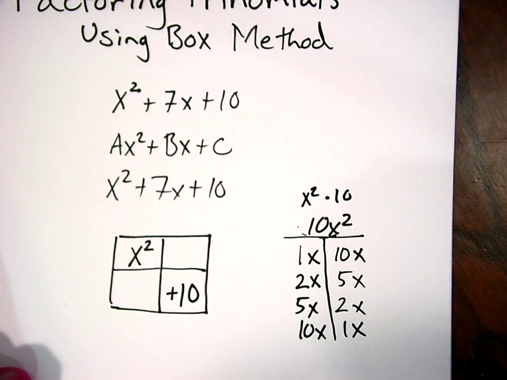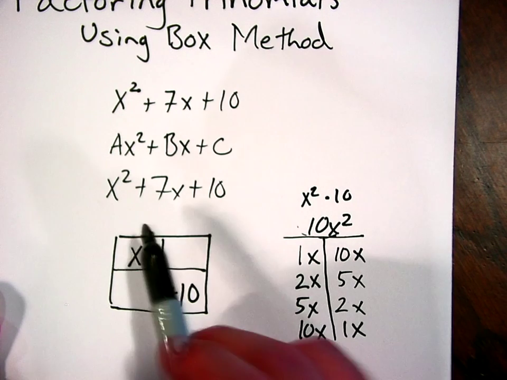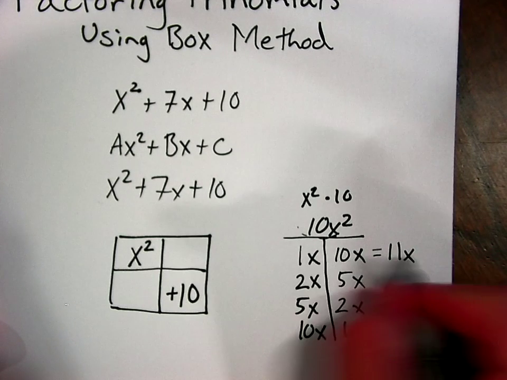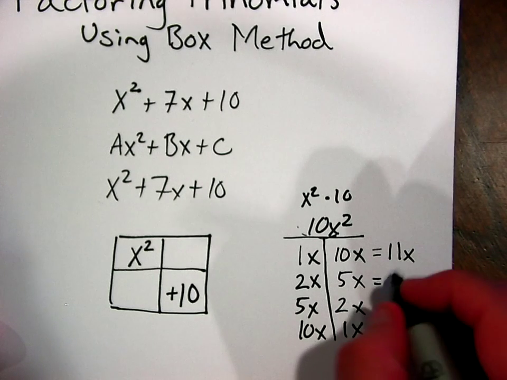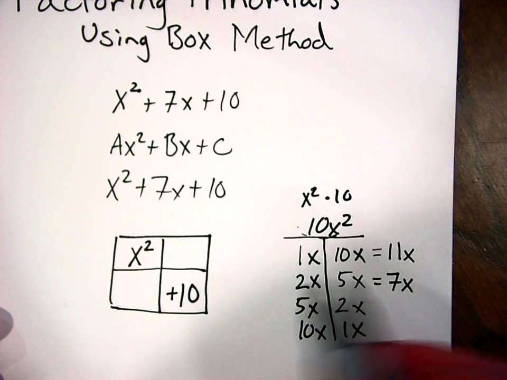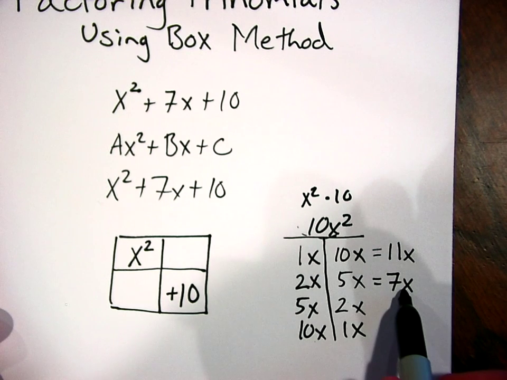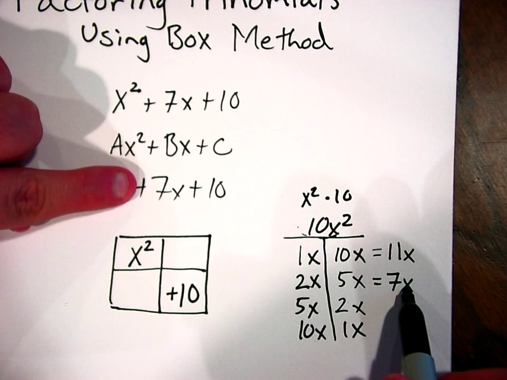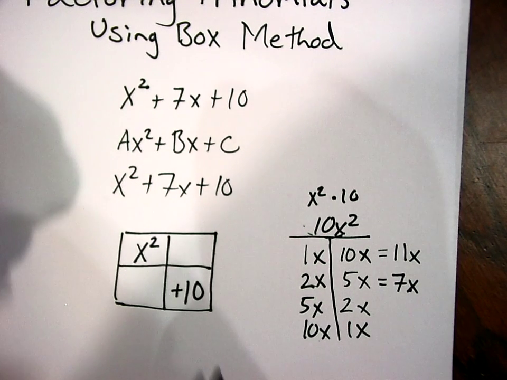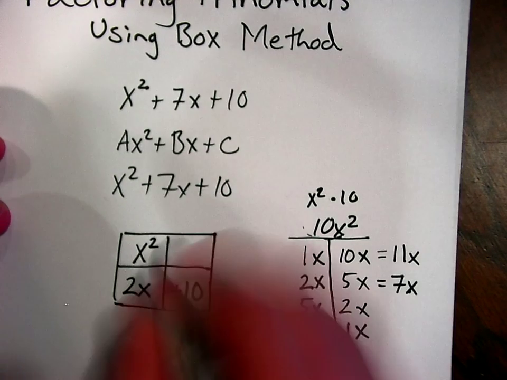And we want to know which of these adds to give us the middle term here, the 7x. We discussed earlier that this is going to be 11x, so that one's not going to work. What about 2 and 5? Well, yeah, that's going to give me 7x. So these two terms fulfill both requirements. They multiply to give me 10x squared, and they add to give me 7x, our middle term over here. So I'm just going to put them in the box. It doesn't matter which order you put them in, because this next step will correct for that. So I'm going to put the 2x here and the 5x there.